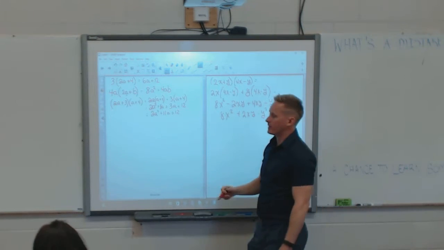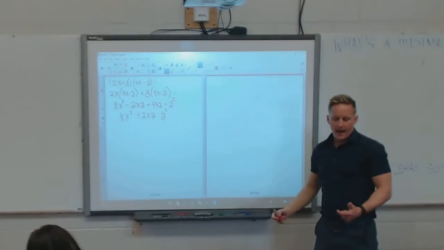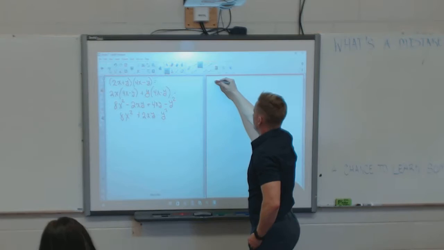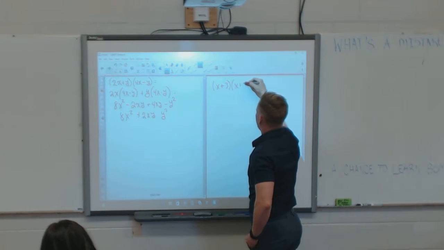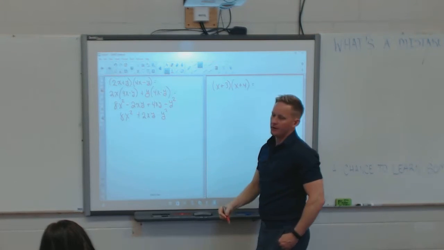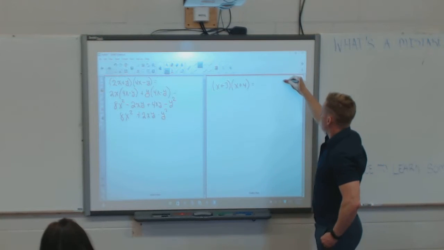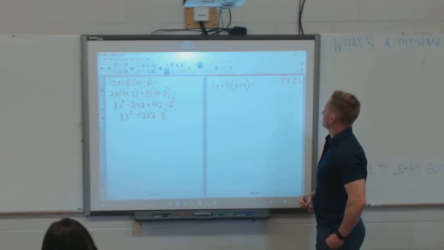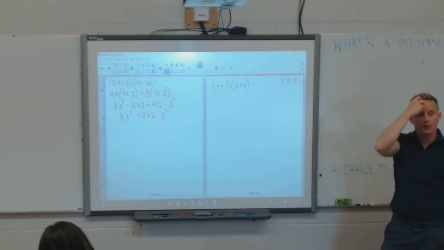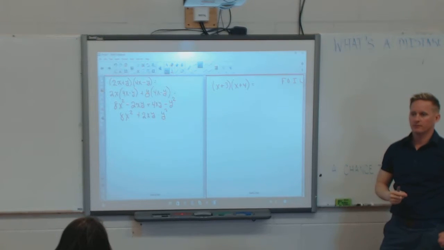Now, I said there's an easier way to do this. When I have a binomial, meaning two terms, and I multiply it by another binomial, there is a simpler method to use for it. And that method is FOIL. You guys heard of FOIL before? Yeah? So what does it stand for? First, outside, inside, last.